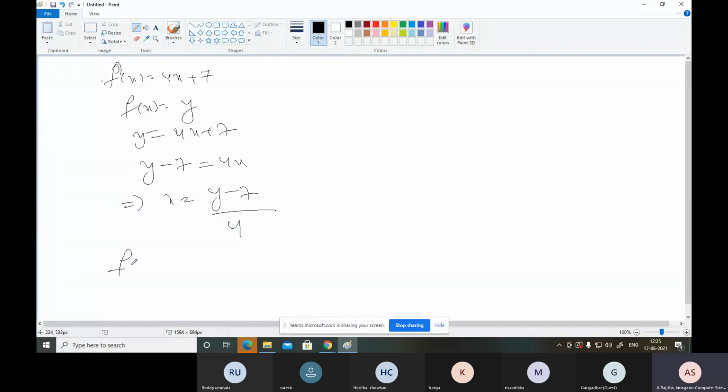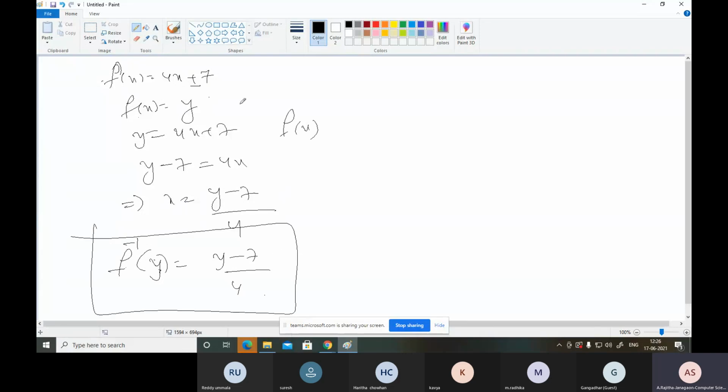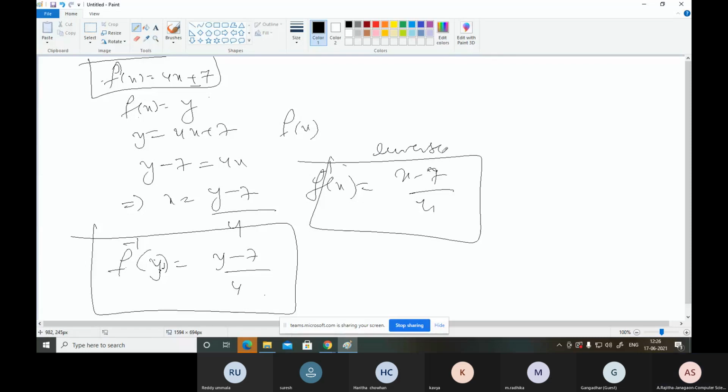So this is the inverse function, that is f inverse of y equal to y minus 7 by 4. F of x is the function and this is the inverse function. Now in terms of x, how can you write this? F inverse of x is x minus 7 divided by 4. So this is the inverse function.